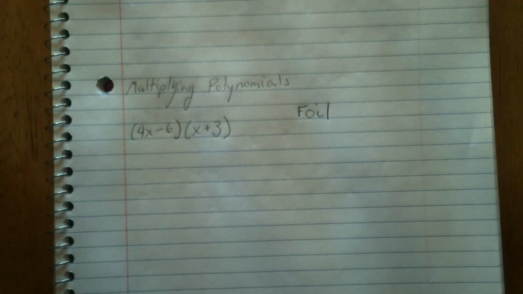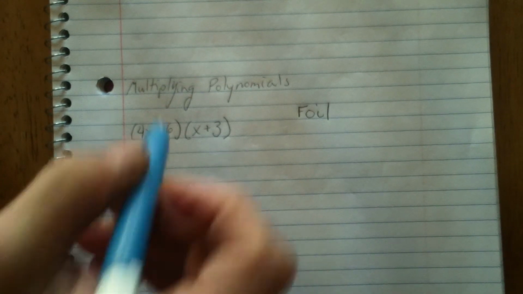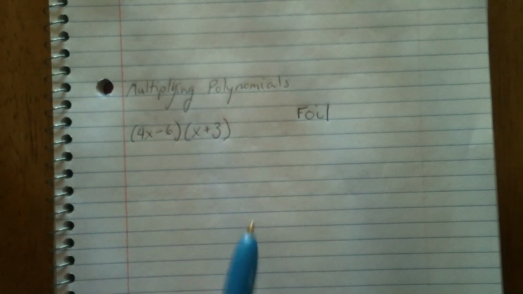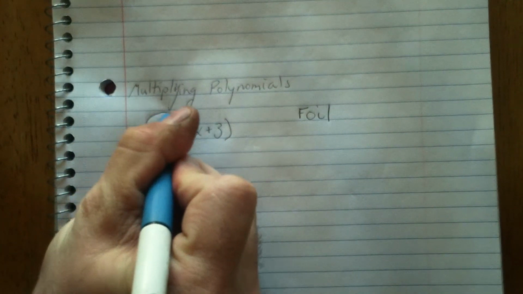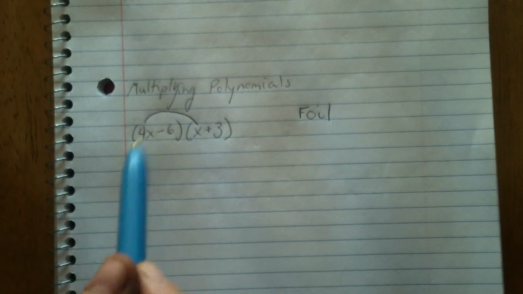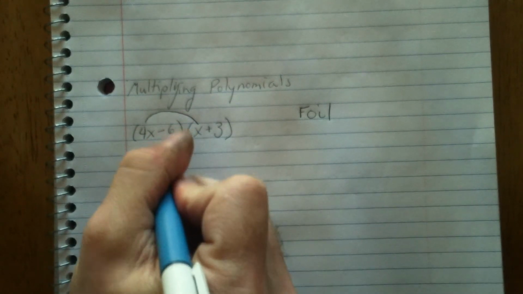So that's first, outside, inside, last. This method of multiplying usually works pretty well with this sort of problem where we have two binomials that we're multiplying together. So 4x times x, that's the first two terms. So 4x times x is 4x squared.